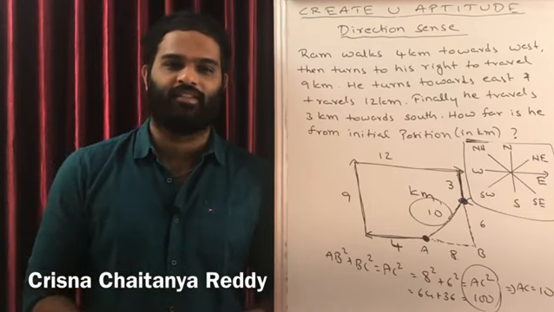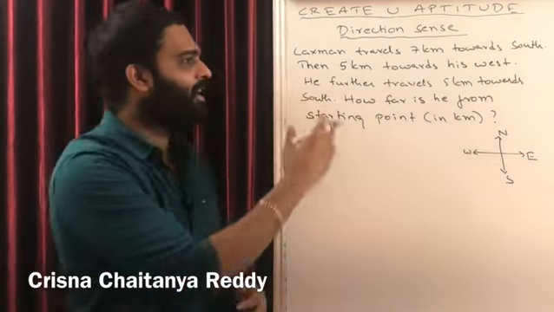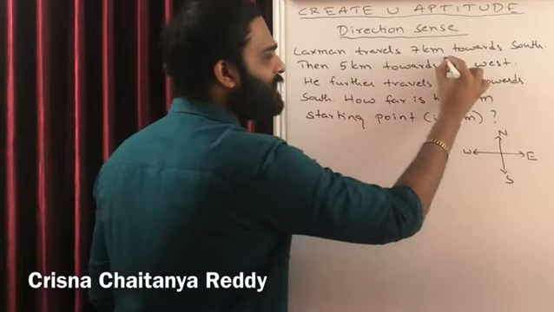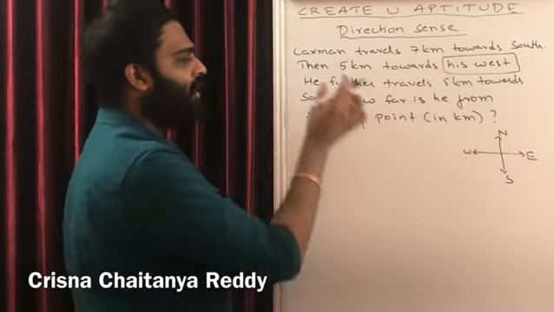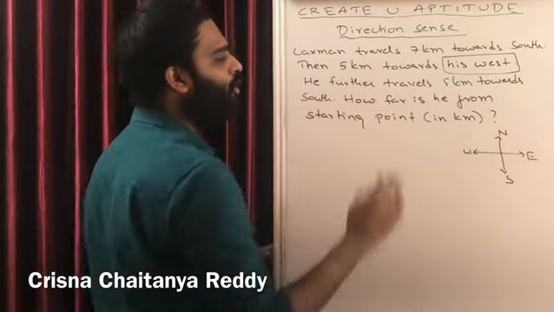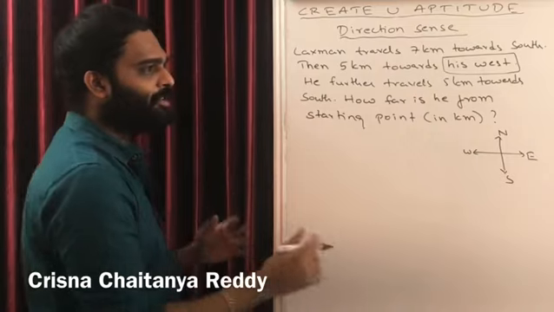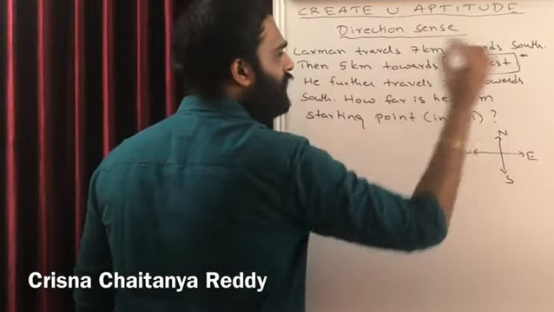So please pay your attention. Suppose the question is, Lakshman travels 7 kilometers towards south, then 5 kilometers towards his west. This is very, very important. Then he further travels 5 kilometers towards south. How far is he from the starting point? Similar to the previous question, but this information is very important.